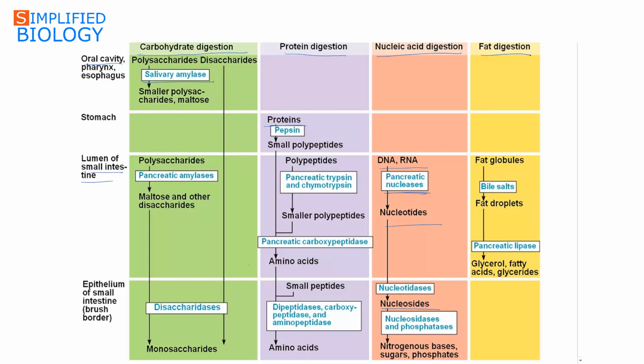While fat digestion takes place inside the small intestine where fat globules are converted into fat droplets which are then broken down into fatty acids and glycerols.